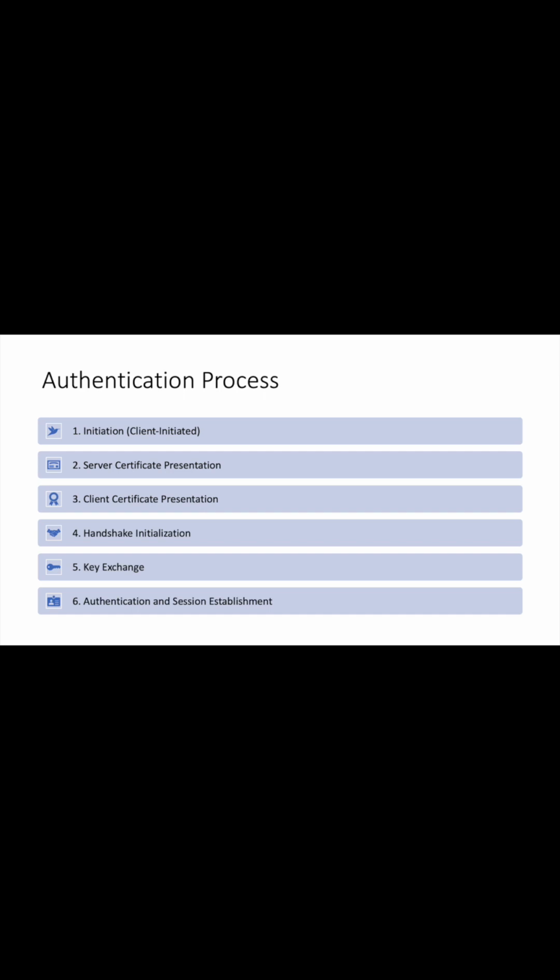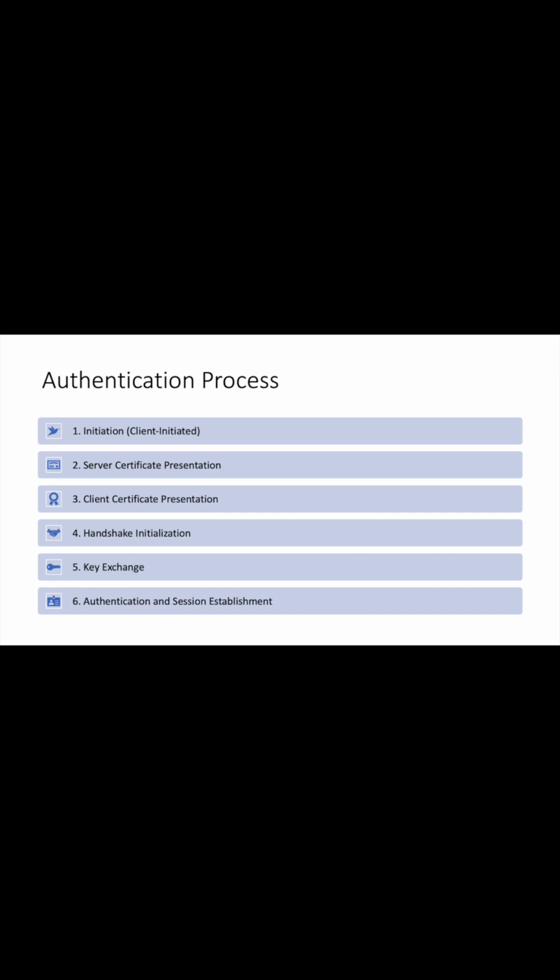Step 1. The initiation. The client, which could be a device like a computer or a smartphone, initiates the connection to the network or server that requires authentication. The server, which could be a Wi-Fi access point, a VPN server, or any other network service, responds to the client's initiation. The server presents its digital certificate to the client. The certificate is issued by a Trusted Certificate Authority (CA). The certificate contains the server's public key, allowing the client to verify the server's identity.